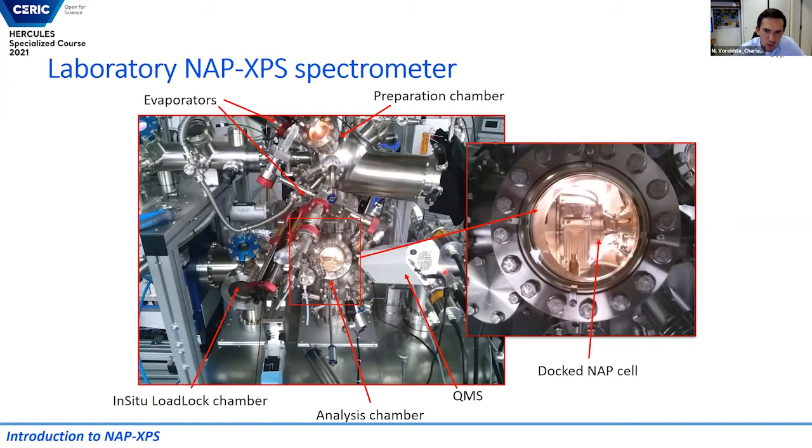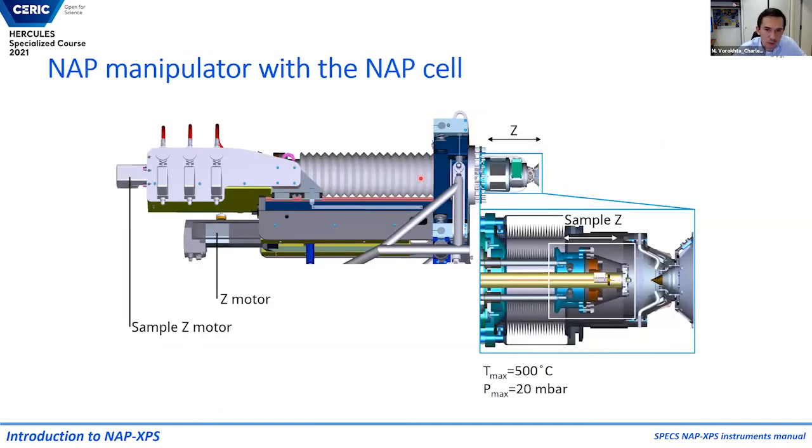If you look closer, it looks like this. This is the entrance of the analyzer, and this is the NAP cell. It has a door, so you can open the door, insert your sample inside, and then close the door. The door seals well, so you can fill this cell with gas inside, and outside you have UHV.